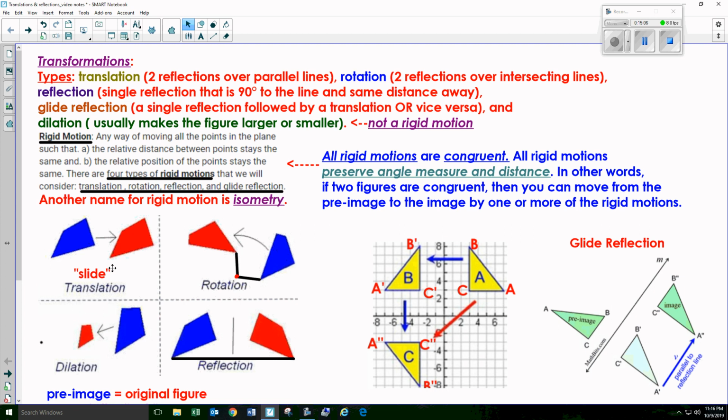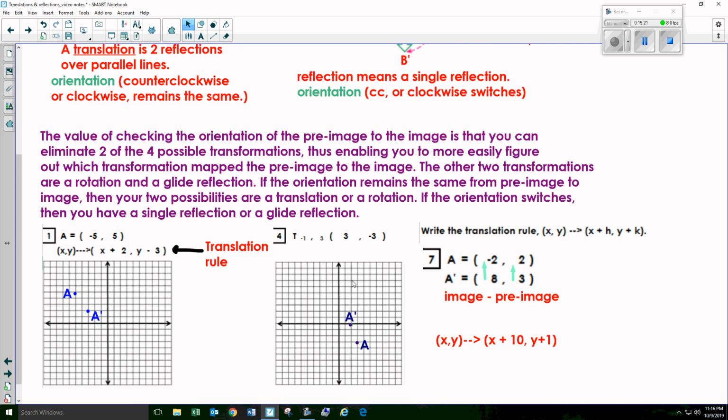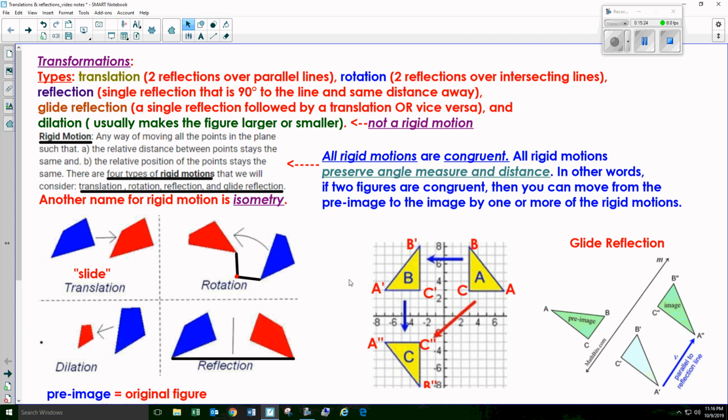If it's two reflections, the orientation is going to be the same, and that possibility is either translation or rotation. If the orientation switches, the only possibilities it could be are a reflection or a glide reflection. So you've eliminated two of the four just by checking its orientation. Okay, so now let's go back and look at this right here.